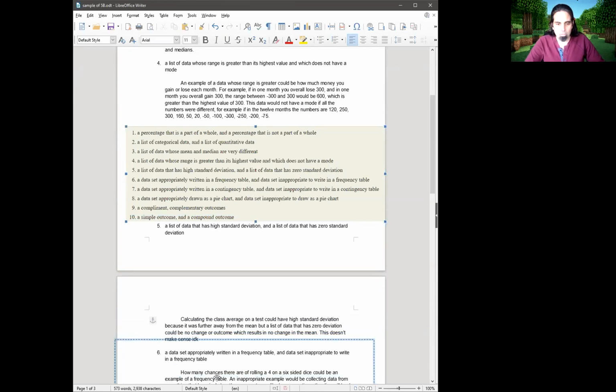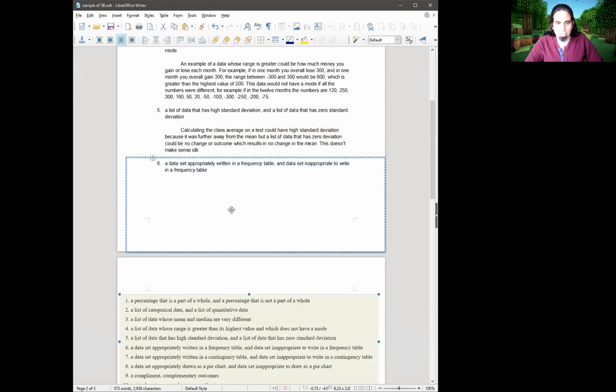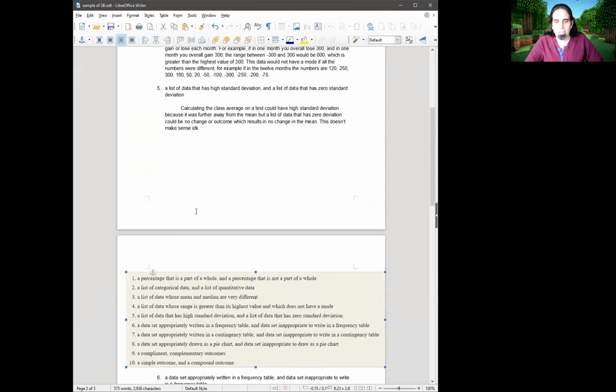Okay, number 5, a list of data with high standard deviation. So something where they're not close to the middle, they're far away from their average value, whatever that might be in real life. The class average on a test where people did about the same would be a good example.